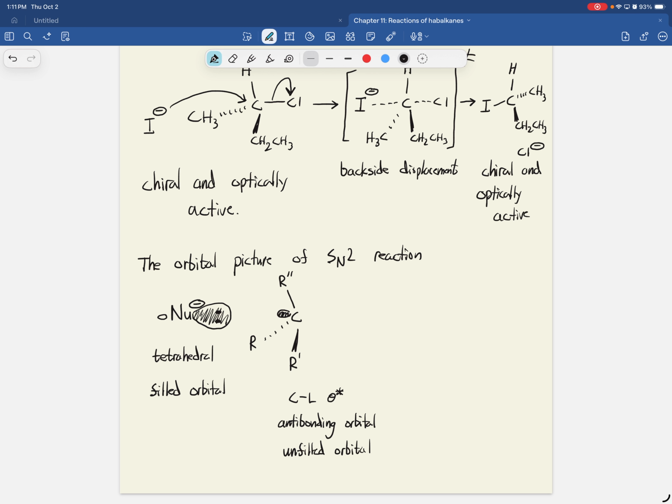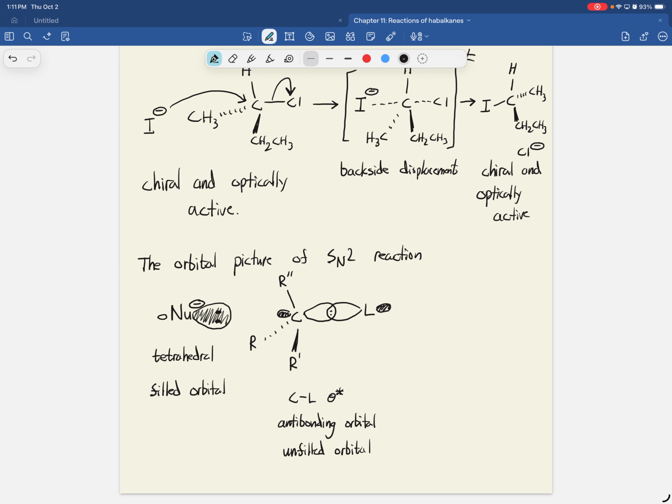All right, so the filled orbital on the nucleophile will want to interact with an unfilled orbital on the electrophile, or the carbon atom, okay? So what happens here is that this bond right here, so this anti-bonding orbital right here, is going to be filled with the leaving group, all right? So the leaving group right here is already filled, okay? All right, I think that should be good enough.